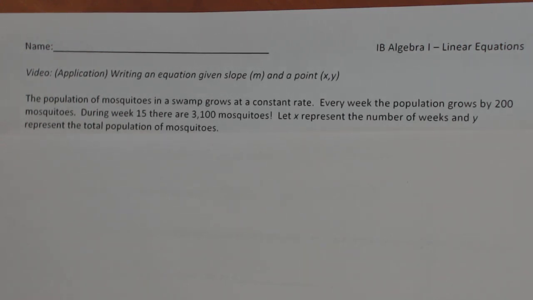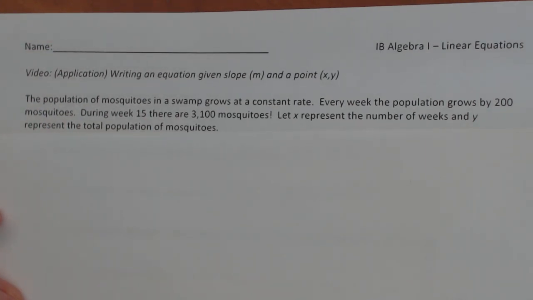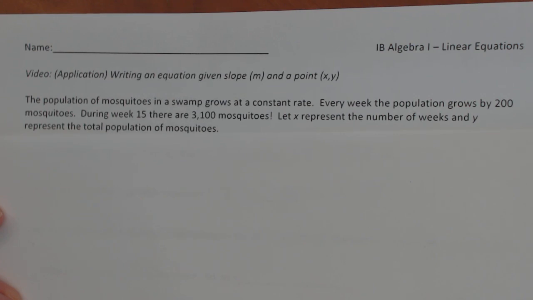So let's get going. Reading the problem, the population of mosquitoes in a swamp grows at a constant rate. Every week the population grows by 200 mosquitoes. During week 15 there are 3,100 mosquitoes. Let X represent the number of weeks and Y represent the total population of mosquitoes. I'm actually going to do a read, reread, and annotate on this. So I just read it once. Now I'm going to reread it and annotate.